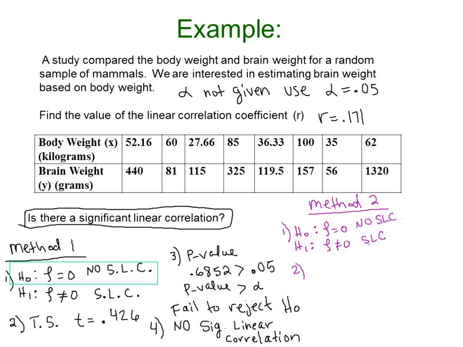Okay, step 2, in method 2, that means our test statistic is the value of R, which was our linear correlation coefficient. That was our 0.171. So you get to use that value of R, so no additional calculation there. Step 3 is finding a critical value. And these critical values are found in table A5. All right, so let me bring that up so you know what I'm talking about.